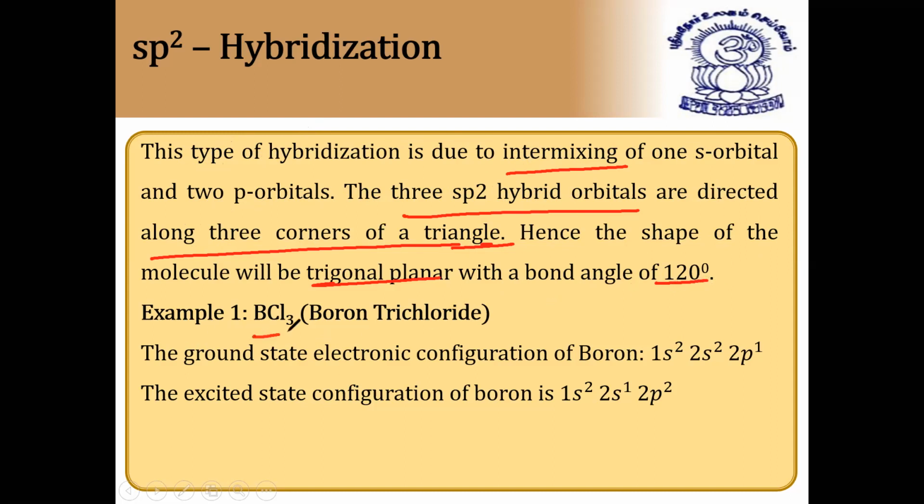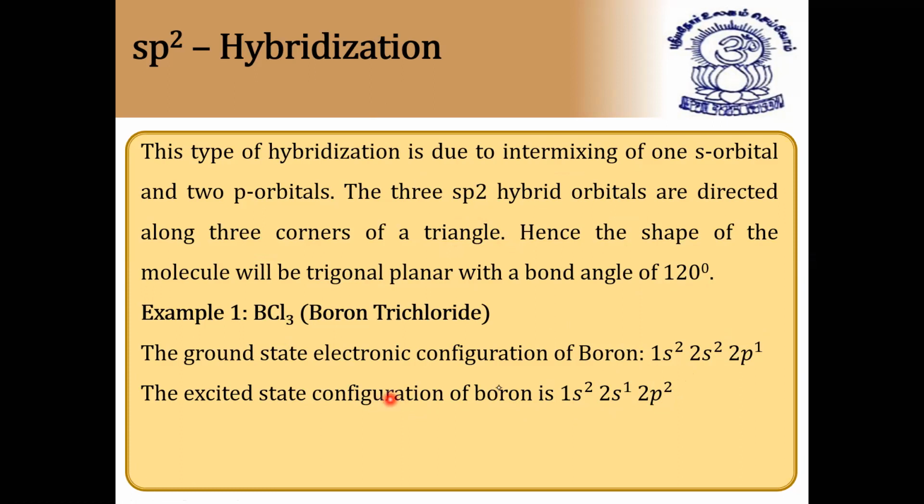Let us take the example of BCl3. The ground state configuration of boron is 1s2, 2s2, 2p1, and in the excited state configuration of boron, one electron from the s orbital jumps into a p orbital. So due to this, it forms 1s2, 2s1, 2p2. So one s orbital and two p orbitals. That's all. Simple.